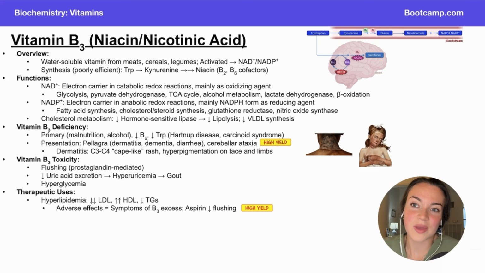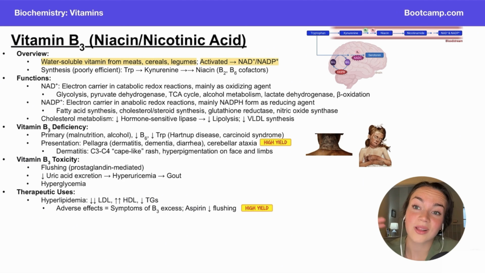Hi everyone, my name is Paige and thank you so much for joining me for our lesson on vitamin B3. Vitamin B3 is also called niacin or nicotinic acid. It's another water-soluble vitamin, and in your diet, it's going to come from places like meats, cereals, and legumes. And vitamin B3 is very important because it is activated into NAD+ and NADP+.